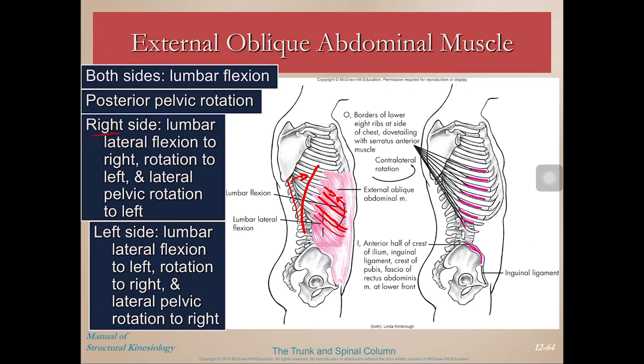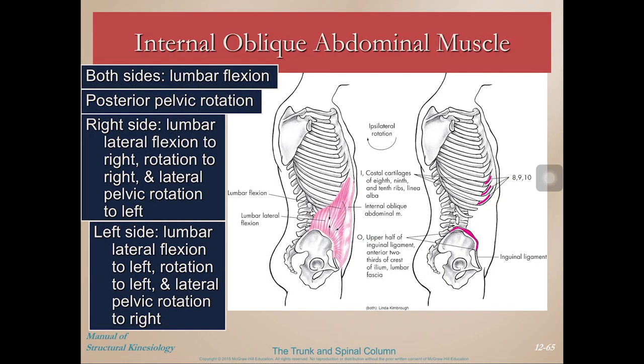So like a side bend to the right side, you're dropping your right shoulder down. But we don't rotate to that side, we rotate to the left, because it's pulling a more posterior point towards the anterior point of the muscle, and so this point is going to move around in rotation. So if the right side contracts, we get lateral flexion to the right and rotation to the left. Okay, so when the external obliques contract bilaterally, you get lumbar flexion and posterior pelvic rotation. When they contract unilaterally, you get ipsilateral lateral flexion and contralateral rotation.